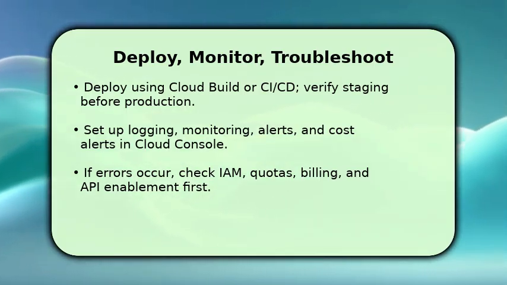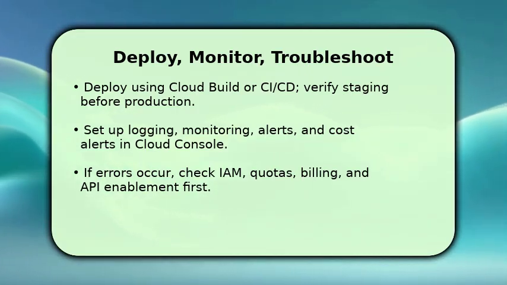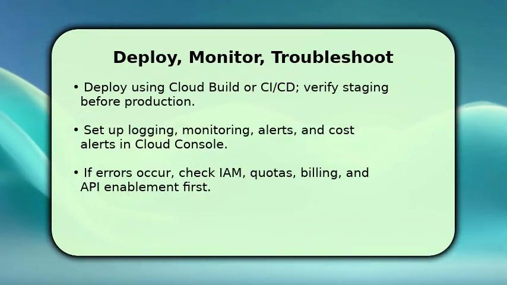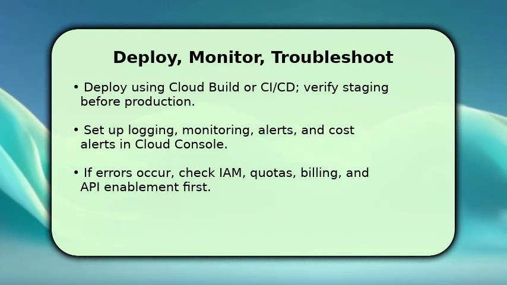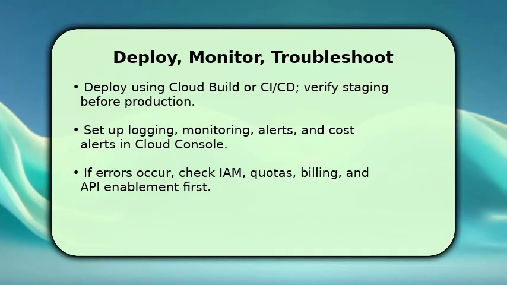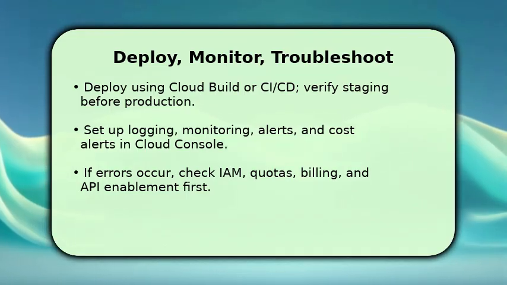If something goes wrong, first confirm billing is active, APIs are enabled, and IAM roles permit the operation. Then verify quota limits and inspect logs for permission or quota errors. If necessary, rotate credentials and redeploy with corrected roles to resolve failures.